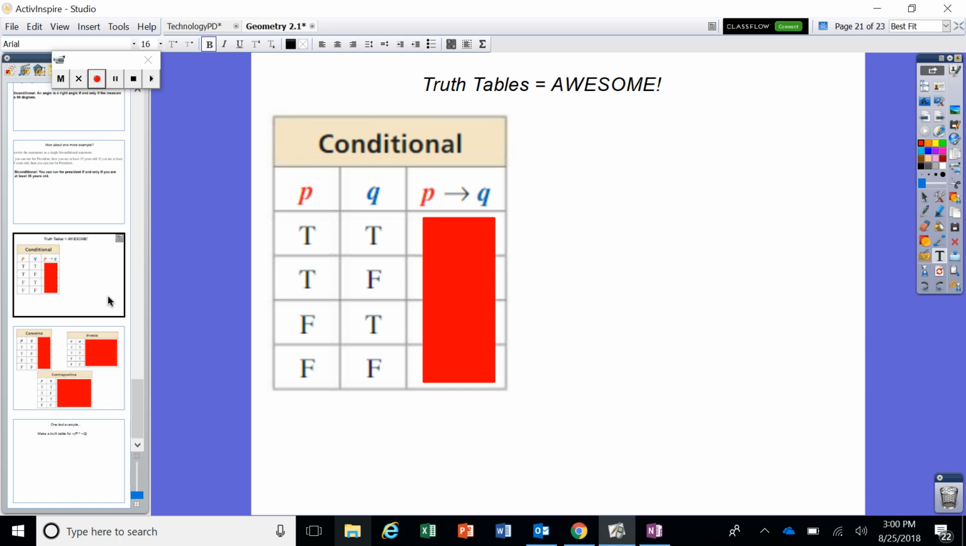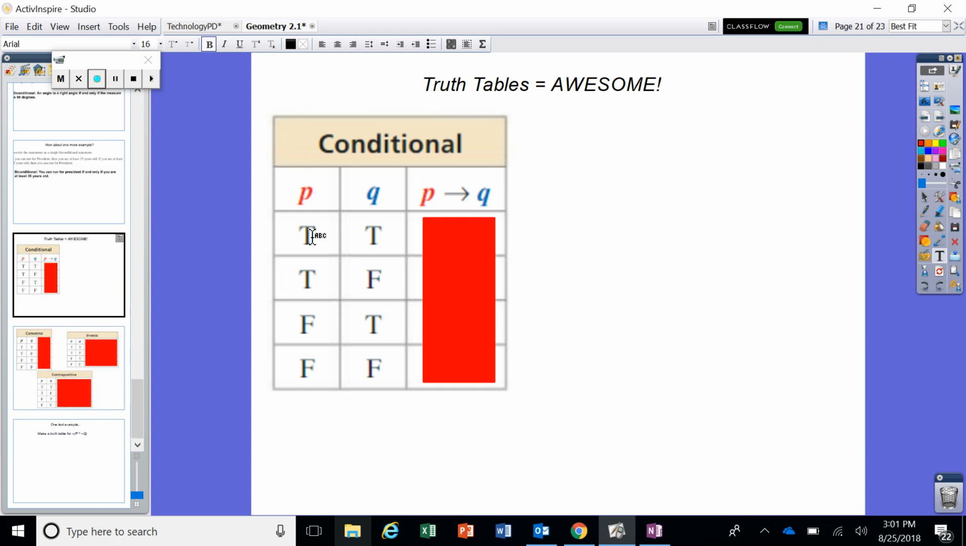I absolutely love them. And this is where it all starts: the actual conditional statement truth table. All right, let's look into it. What is it? What does it look like? What are all these things in here? Let's find out. Well, we already know P is our hypothesis, Q is our conclusion, so our conditional statement is if P, then Q.